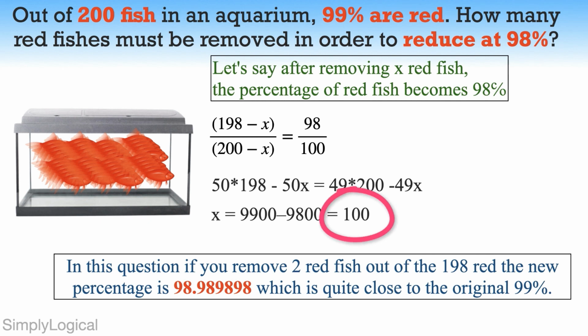So we have to remove 100 red fish, so the percentage of red fish in total becomes 98%. It is quite an unbelievable answer. The difference in percentage is 1, but the difference in number is 100.